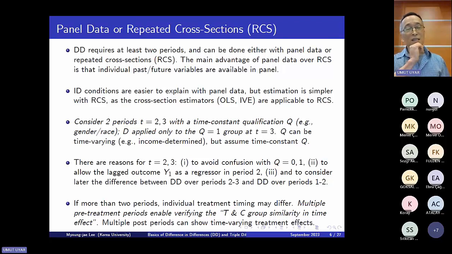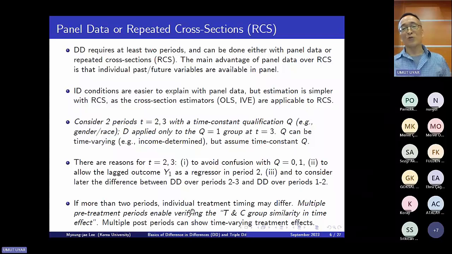That complicates DD analysis a little, although staggered adoption has received a lot of attention in the recent literature. So I'll address staggered adoption in my second lecture on Monday. And today I'll mostly assume treatment timing is the same for every subject. Although in later part of today's lecture, I'll allow this timing to change across individuals.